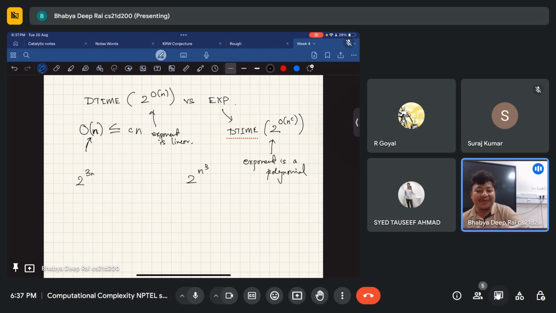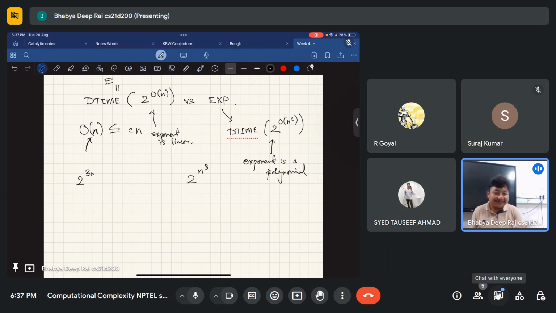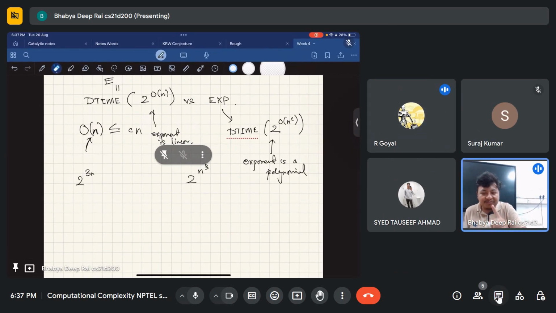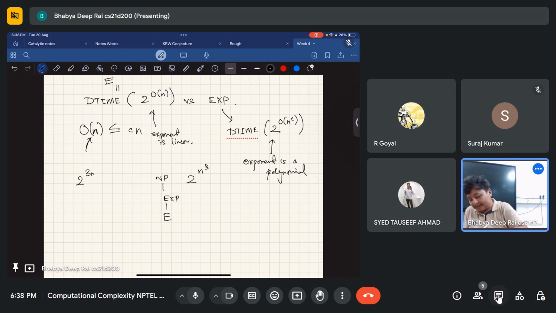Which class is more powerful between these two, EXP and DTIME? And by the way, this is called E. Suraj is saying EXP. Right, EXP is more powerful than E. But I vaguely remember that there used to be a class NEXP as well. NEXP is definitely there. It's like P versus NP, it's EXP versus NEXP.